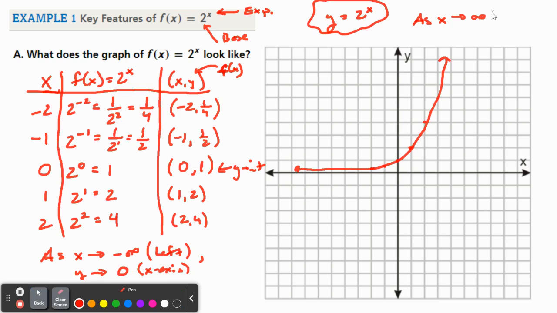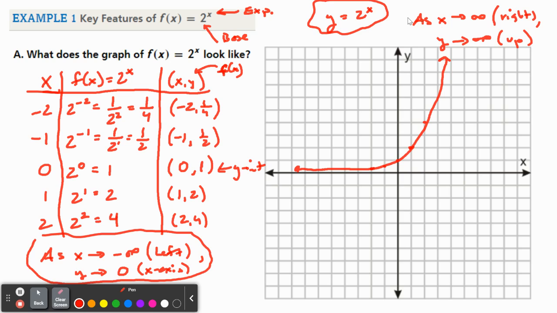As x is going to the right, your y's are also going up and up and up without bounds. And that means your y's are also approaching infinity up here. And that would be going up. So these two sayings right here, we call these the end behavior. You'll do more of that in Algebra 2, right? But typically on one end, it's going towards the x-axis. And on the other end, it's either going up, up, up, or down, down, down.